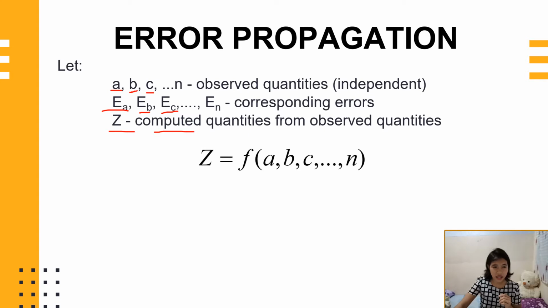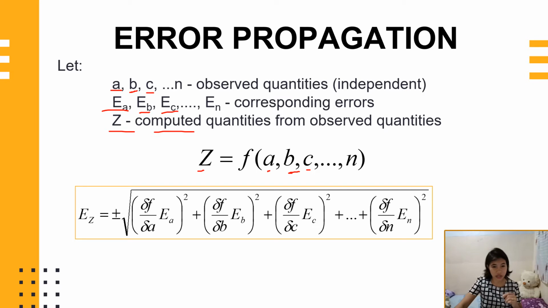So, Z is equal to the function of your independent observed quantities, which are A, B, C, D, and so on. Okay, so when you take the function, this will become a partial derivative. So easy, this is the error attained in computing Z. For example, nag-compute tayo ng area. So, ano yung error sa area? This is E sub Z.